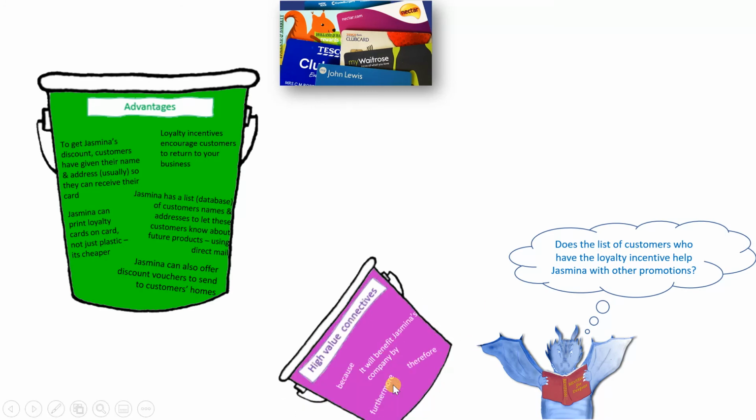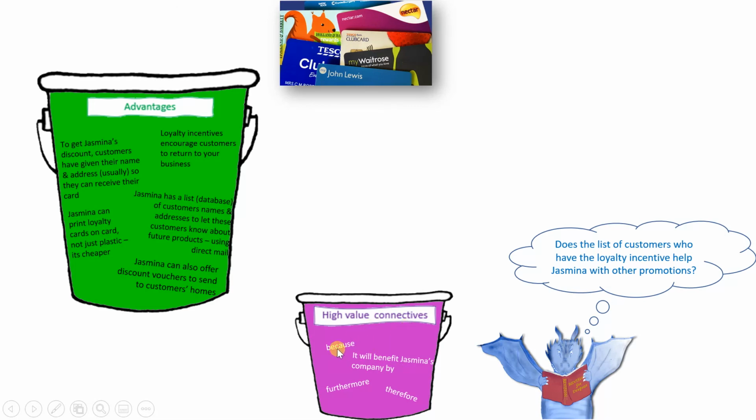Here's the purple bucket for the high value connectives. We do still need them for this 4-pointer question, which is explain advantages, because we're going to make statements, but we're also going to explain and demonstrate how each of these statements are going to help Jasmina's business. So we've got 4 straightforward high value connectives there, but feel free obviously to add any more as you want.